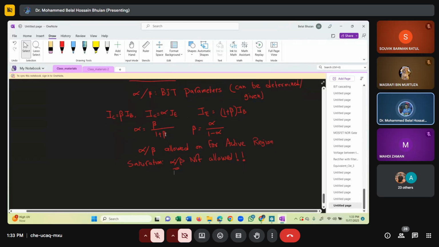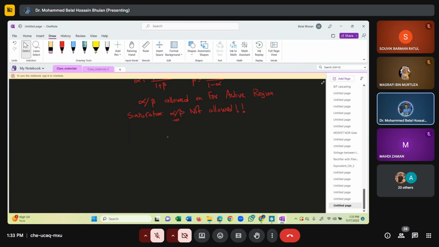Okay, let's go for an example. Let's say for a particular BJT operating in active region, we have emitter current IE equal to 1 milliampere and alpha equal to 0.99. Given these two pieces of information, I have to determine the base current and the collector current. So first of all, what are the known things? IE and alpha. What are the unknown things? IB and IC.